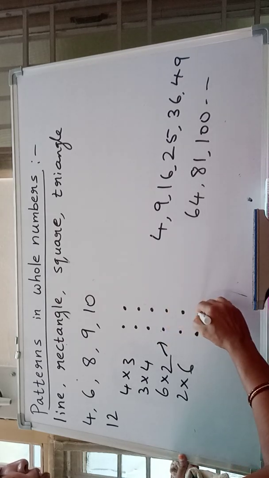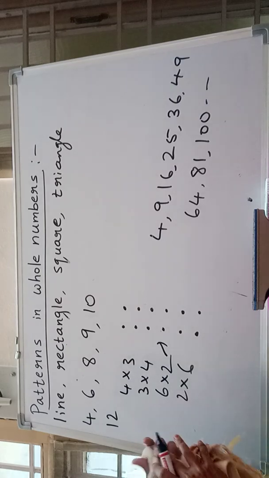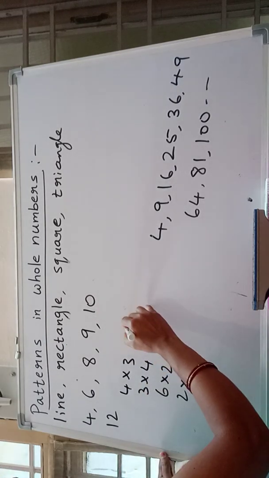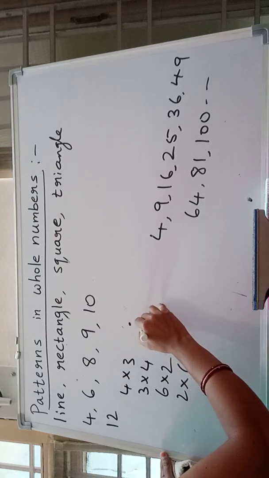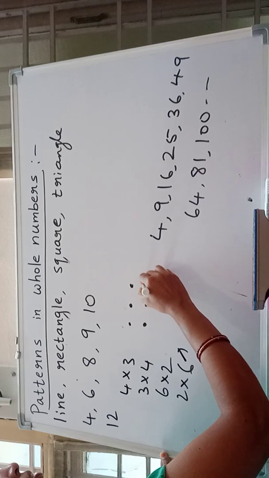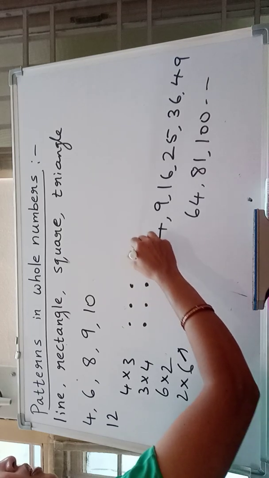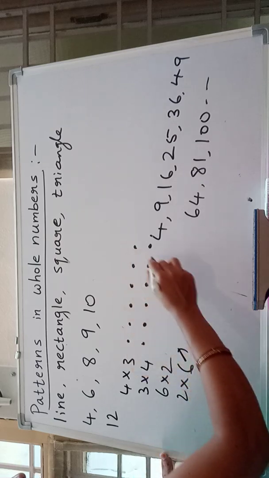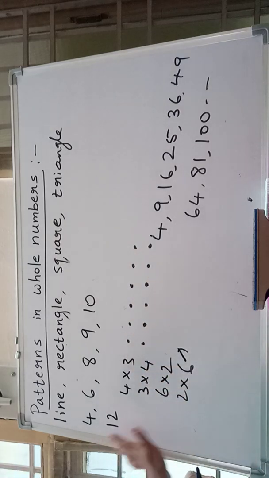Now also 12. Now 2, 6 times. How does it look? 2, 6 times. 2, 2 times. 2, 3 times. 2, 4 times. 2, 5 times. 2, 6 times. 2 6s are 12. These are the many ways.